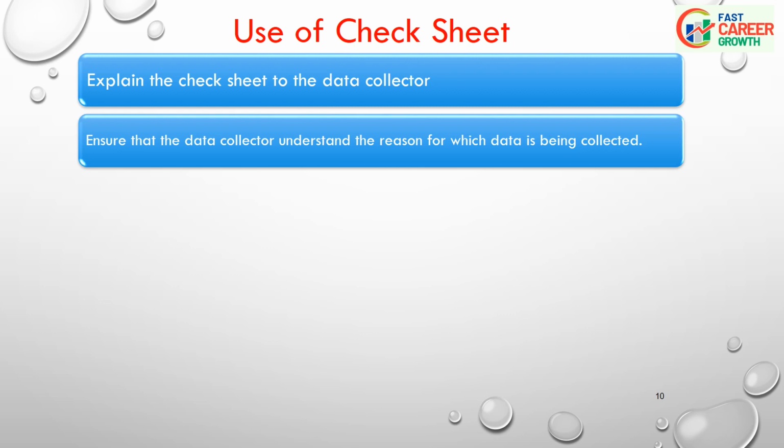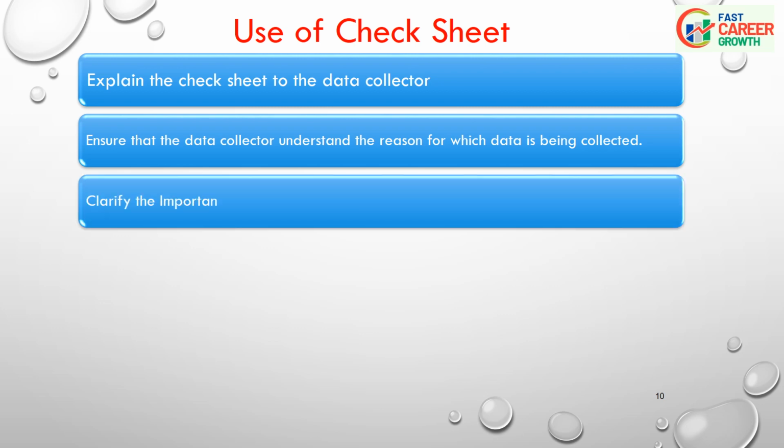Provide the data collector with thorough training on how to use the check sheet. Walk them through each section of the check sheet, including the title, source information, and content information, explaining the purpose of each field. Collect data. Guide the data collector through the actual data collection process. Explain where and when the data should be collected, as indicated in the source information section.